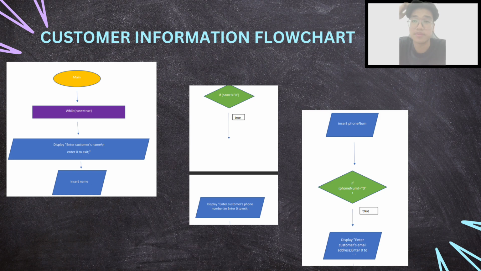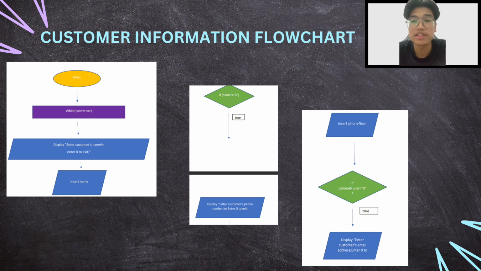Okay, for the customer information flow chart, first we get the main, and then we while run, and if it is true, we display enter customer's name or enter 0 to exit. Okay, if the program enters customer's name, so we insert the name, and we run to if name not equal to 0, which is the statement is true, we will display enter customer's phone number.